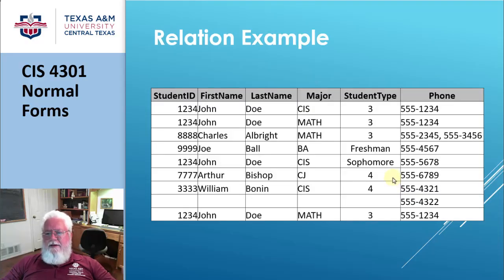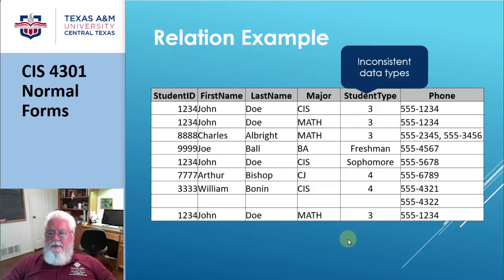All right, so let's do an example. So here's an example of a horrible design. I got student ID, first name, last name, major, student type, and phone. So let's see how many violations we can find. Right off the bat, I have inconsistent data types. Clearly, some of these are numbers and some of these are text. That one's easy to spot. How about the rule that a cell can't have more than one value? There's a good one there.